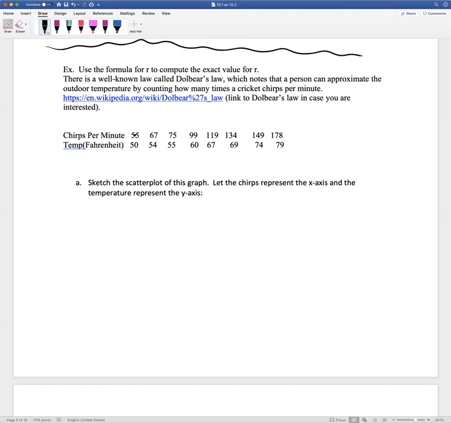So a cricket that chirps 55 times per minute is predicting that it's 50 degrees outside. A cricket that chirps 67 times per minute is predicting the temperature to be 54 degrees outside. 75 times per minute is predicting a temperature of 55, 99 is 60, and so on and so forth. You get the general idea. So let's talk about, first of all, how we could sketch a scatter plot that represents this graph.